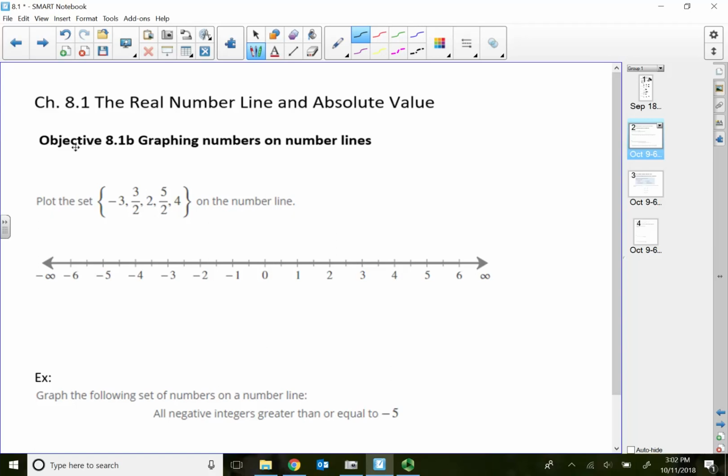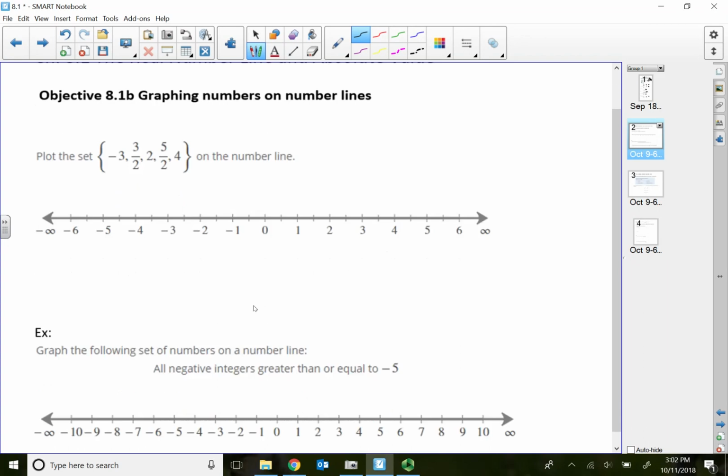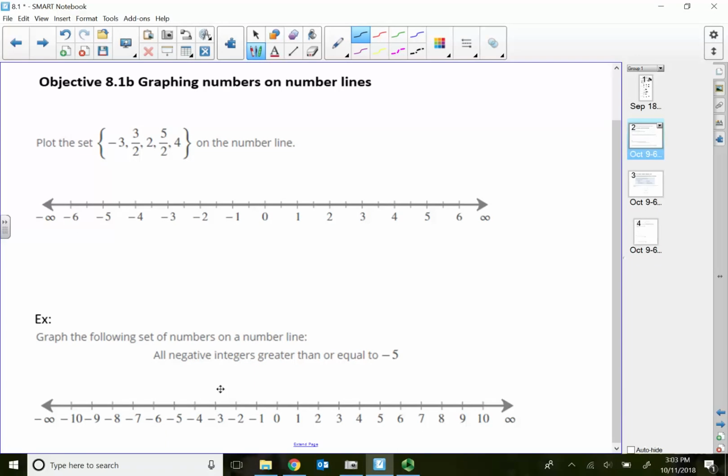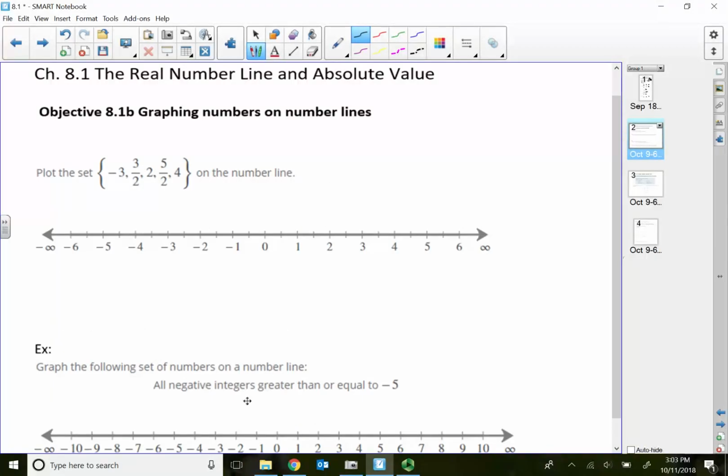Welcome to Module 8.1. In this lecture video, let's take a look at graphing numbers on the number line. So I've got two examples here. One of them is plotting real numbers on the number line, and another one is plotting numbers on the number line involving integers and inequality.